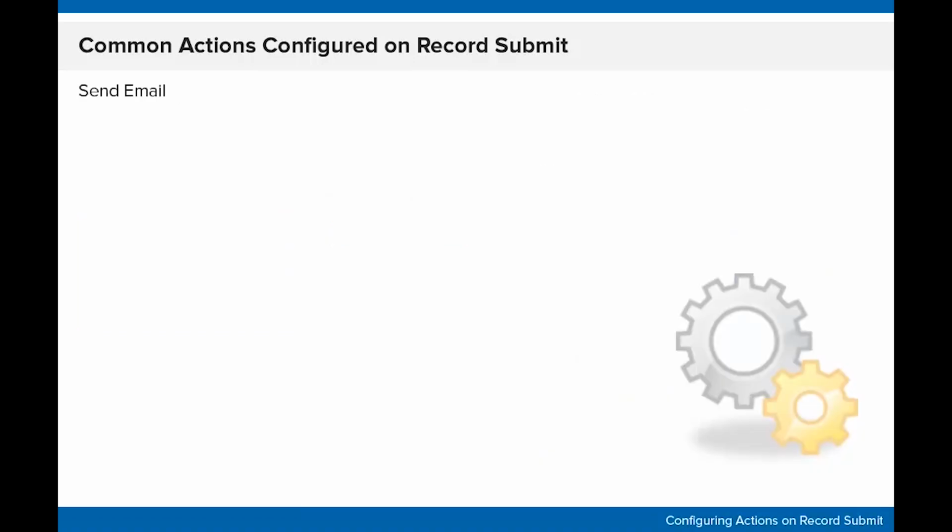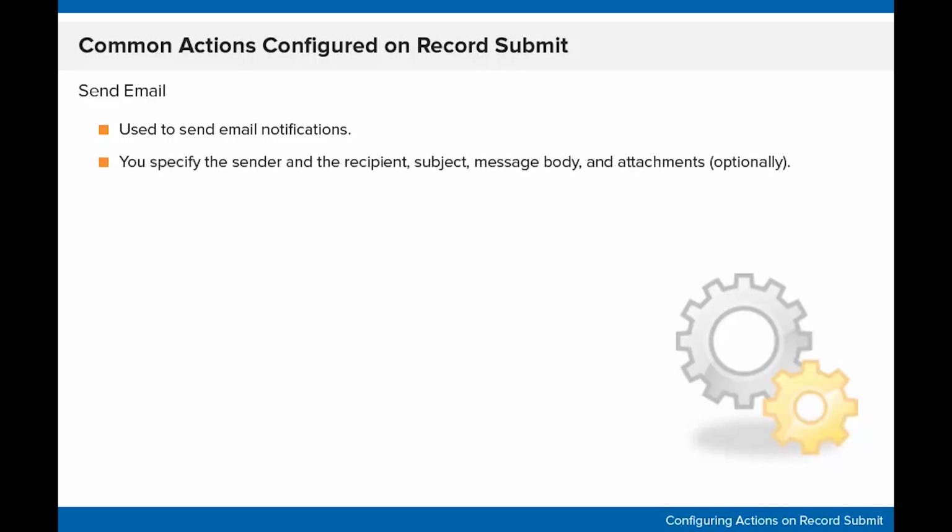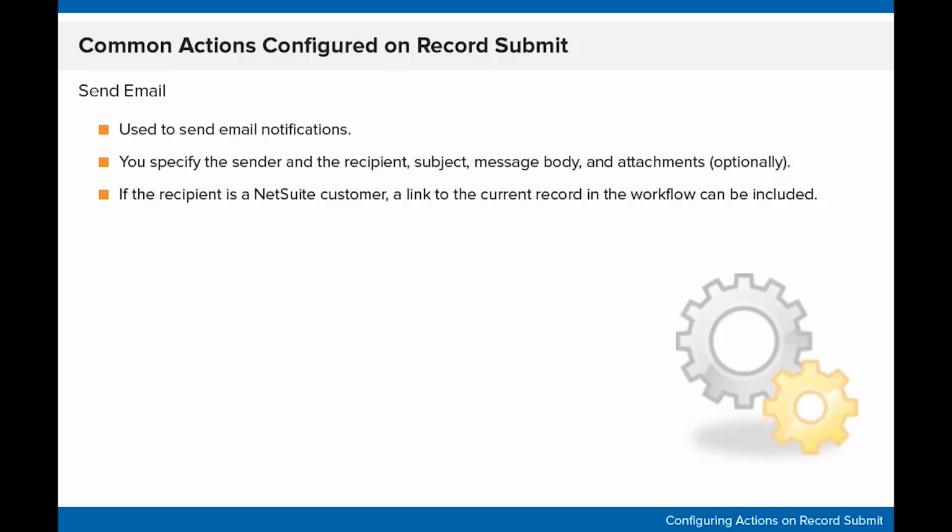The send email action is used to send email notifications. When you configure a send email action, you must specify the sender and the recipient, the content of the email as custom text or using a template, and any additional information that you might want to attach to the email, such as file attachments. If the recipient is also a NetSuite customer, you can include a link to the current record in the workflow. The send email action can only be configured on the after record submit server trigger.